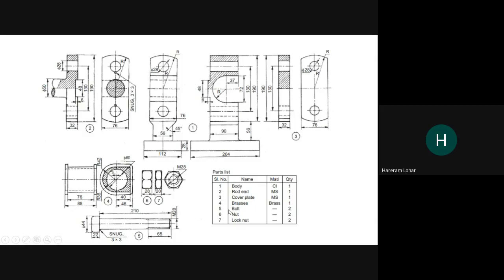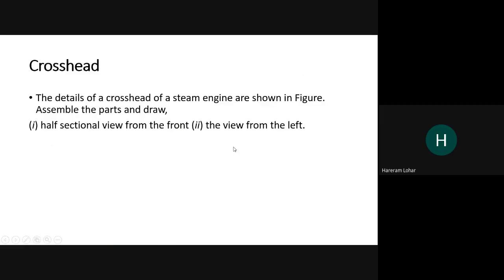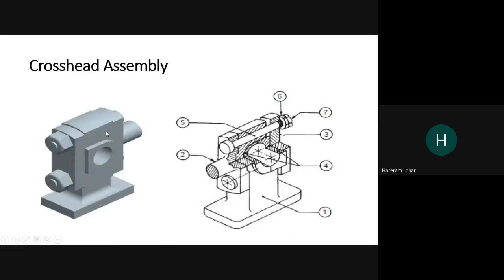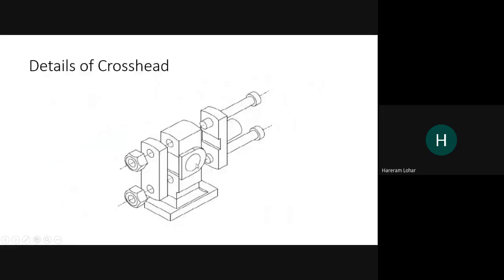Now when the bolting is done, the assembly will look like this. That will be the crossed assembly. And when we see the exploded view, you can find this one will be the exploded view. So this one is the cover plate. The lock nuts are not shown here. Only the nuts are shown.